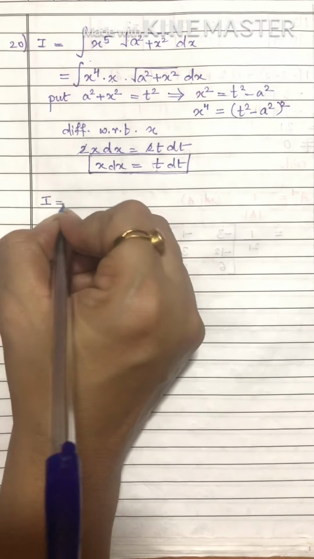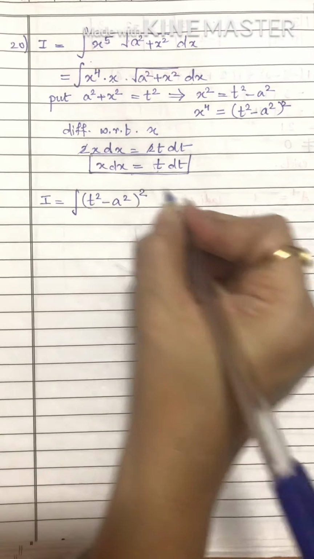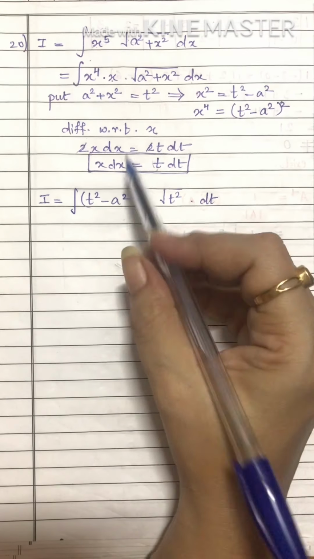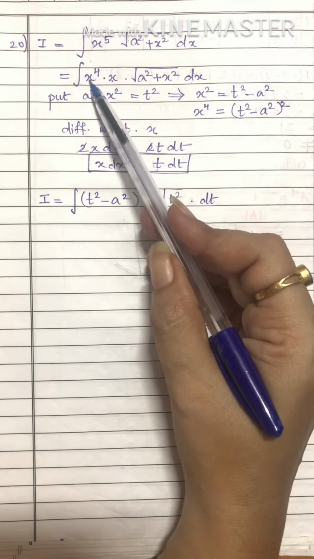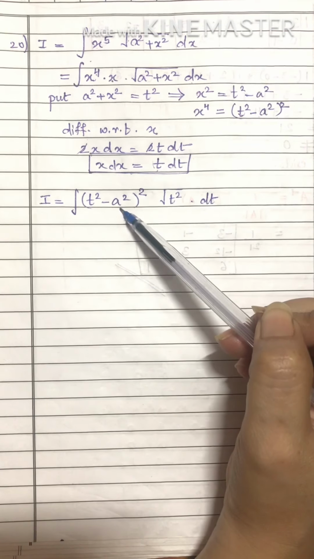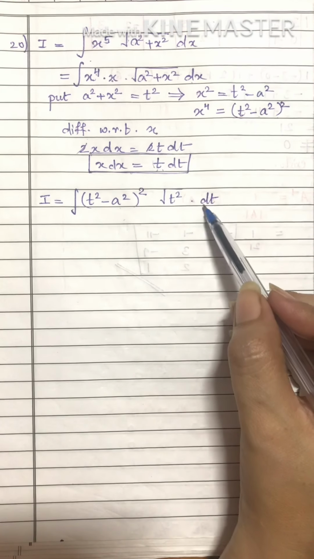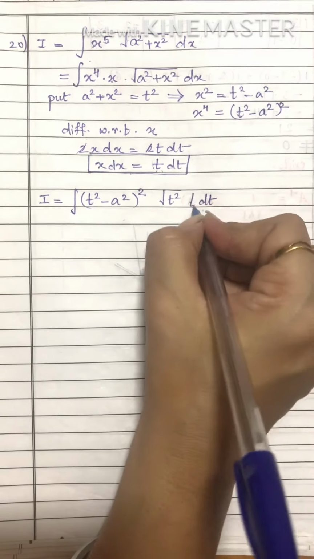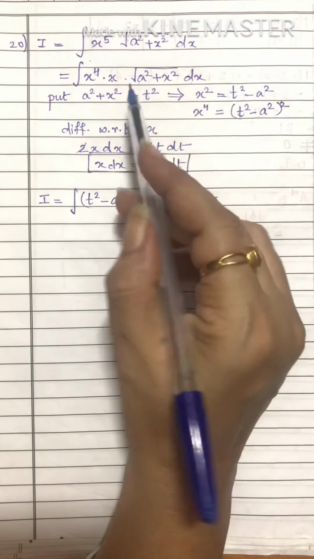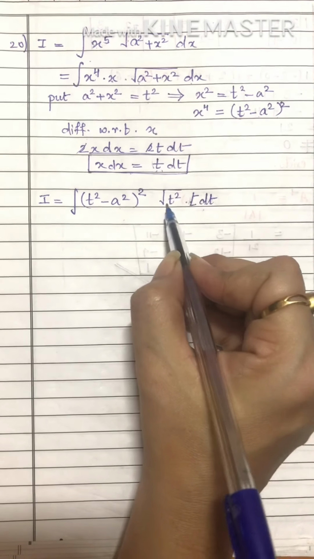Now I is equal to t square minus a square the whole square root t square dt. Just check the substitution, how we got this substitution. See, x raised to 4, in place of this we can write t square minus a square the whole square, that I have brought here. And then x dx is t dt, so that I'm taking here, okay, I missed out t, so t dt. And then root a square plus x square, where a square plus x square is t square, so root a square plus x square is root t square.